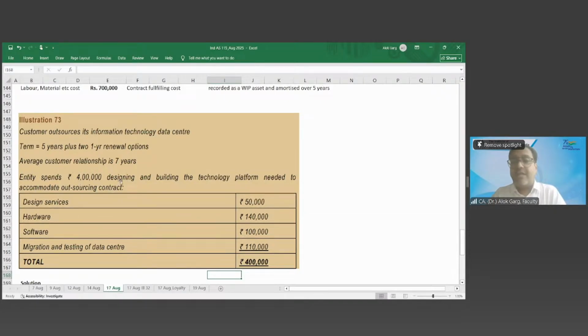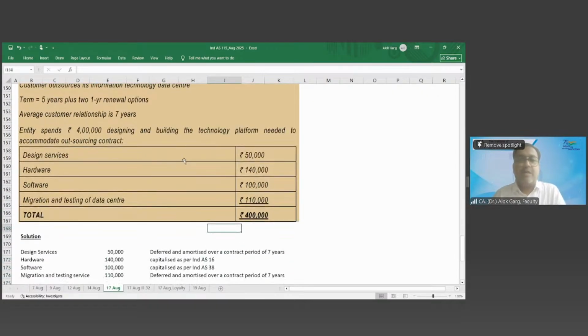The entity spent 4 lakh rupees designing and building the technology platform needed to accommodate the outsourcing contract. The entity is spending 4 lakh rupees for fulfilling the contract. Now, what is the breakup of this 4 lakh rupees? Design services 50,000 rupees. Hardware 1,40,000 rupees. Software 1 lakh rupees. Migration and testing of data center 1,10,000 rupees.